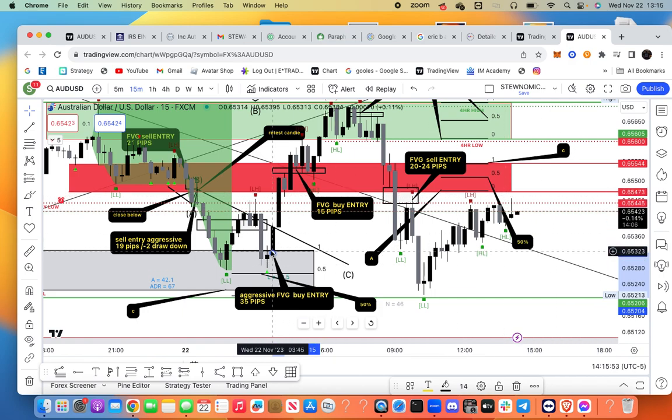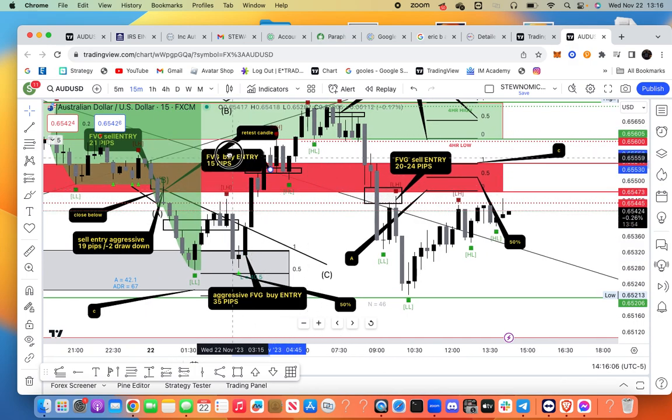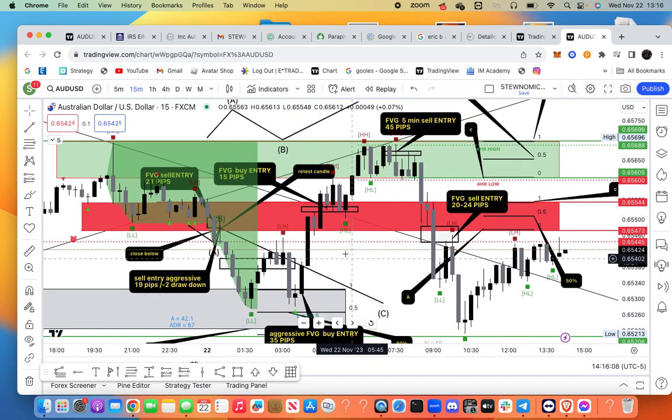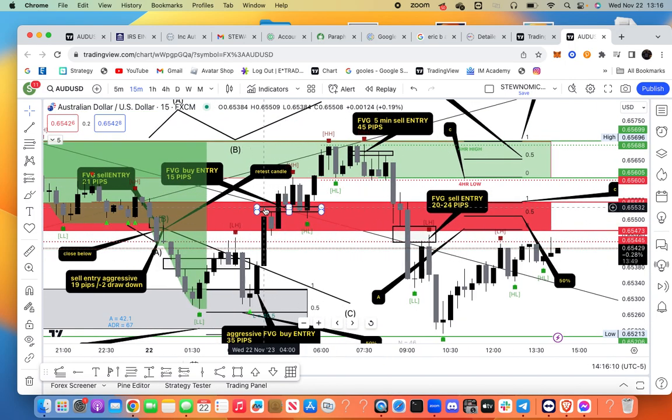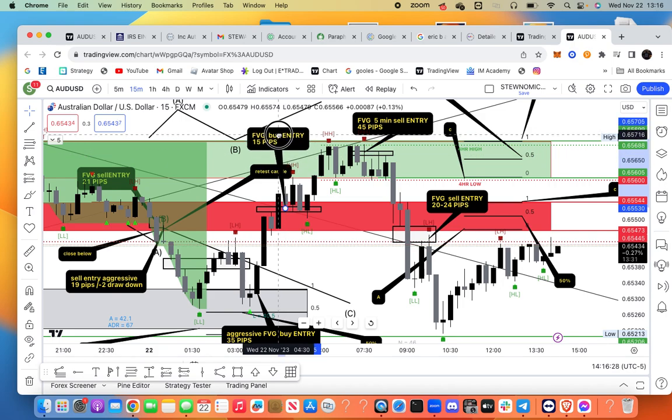We got the aggressive entry. So the market came down here and it bought up, and this went as much as 35 pips. Now, as this market went up, it created a fair value gap from right here. This candle right here was a fair value gap. It went up, and then this market came back down in here, and that's how you got this entry. Boom. That was a buy entry.